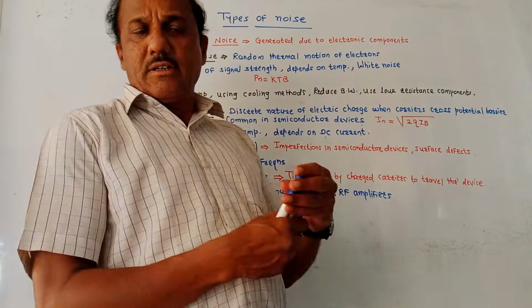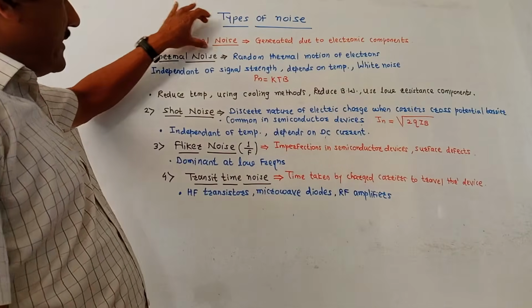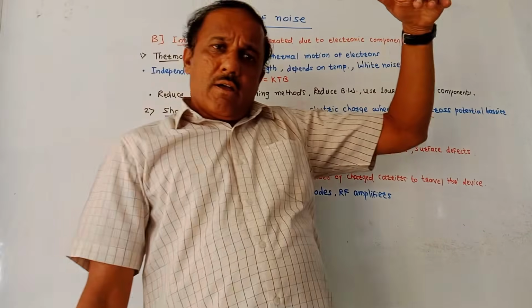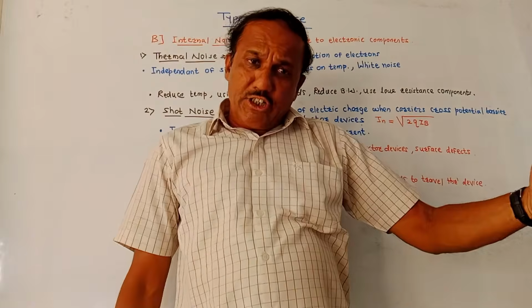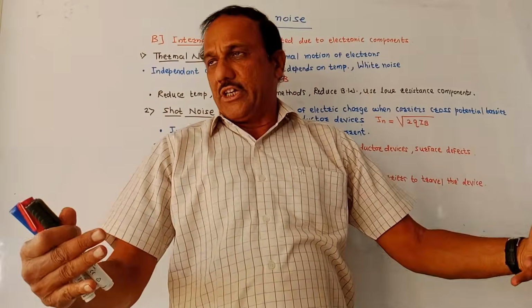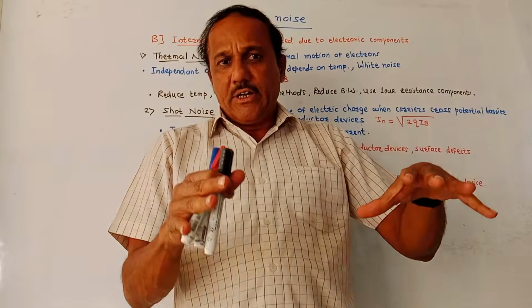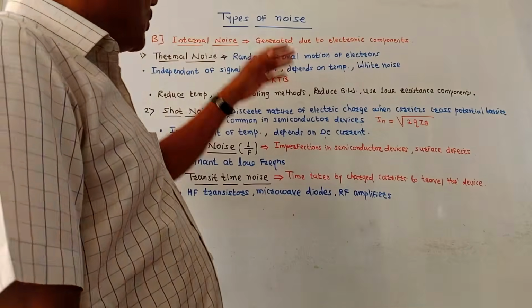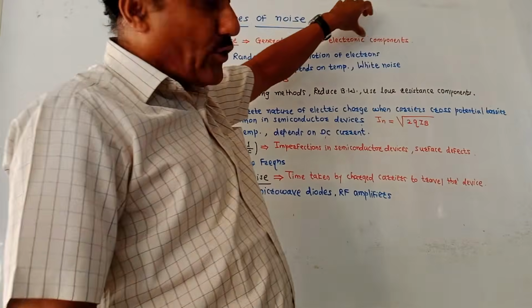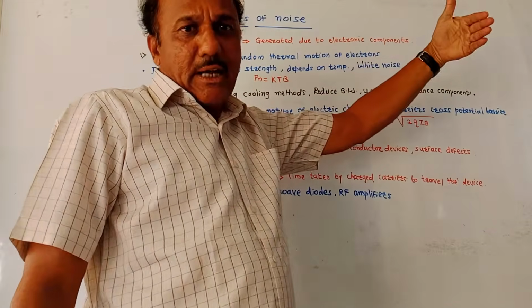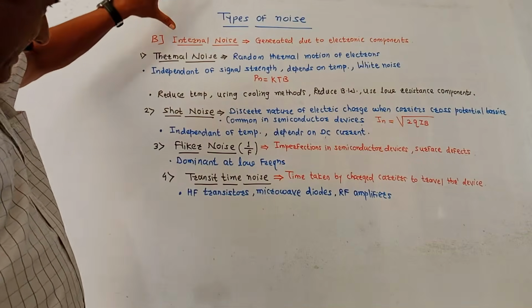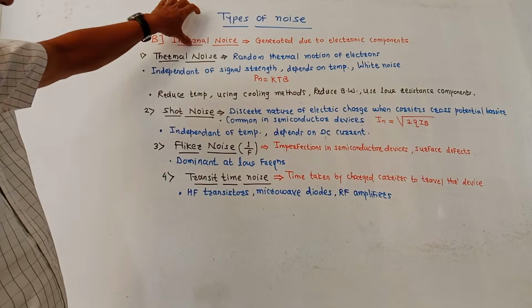Now the second major type, that is internal noise. External noise is generated outside the communication system. On the contrary, internal noise is generated inside the communication system. So this noise is generated due to the electronic components which are used in that particular communication system. There are four subcategories of internal noise.